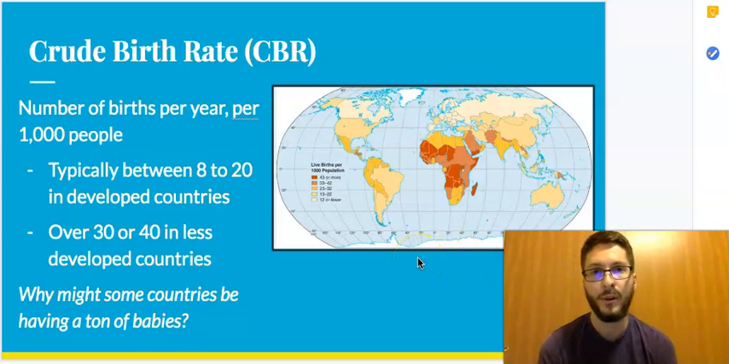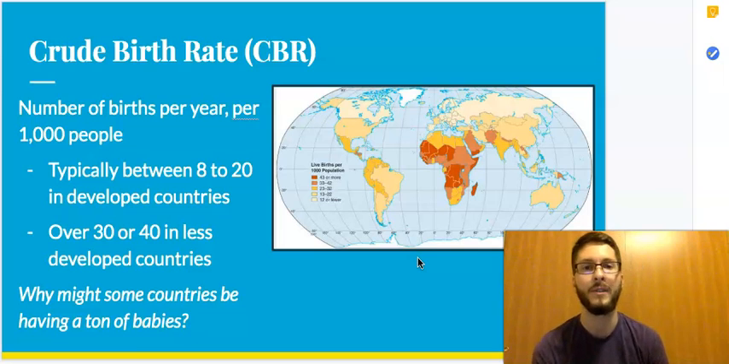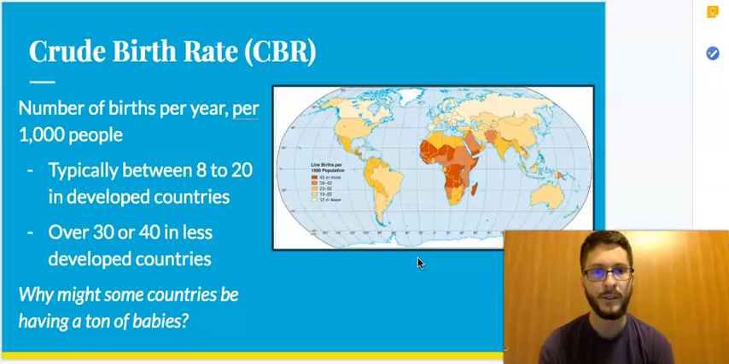It's called crude birth rate. So crude birth rate is basically the number of births per year. You take any 1,000 people and ask how many births there are in a given population of 1,000. So you'll notice on this map here that the places that are in darker red or orange are seeing quite a few births per year.